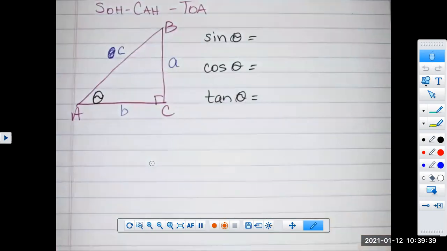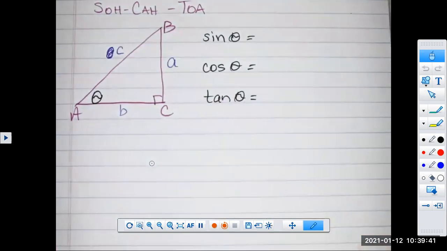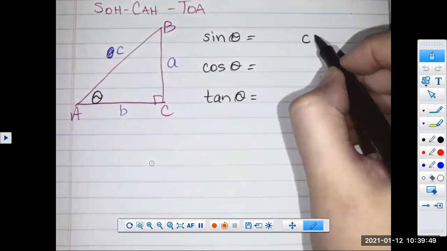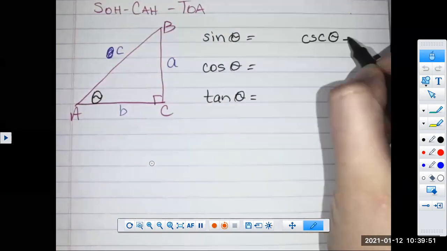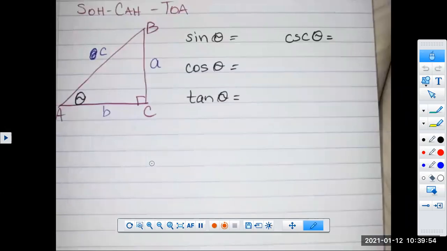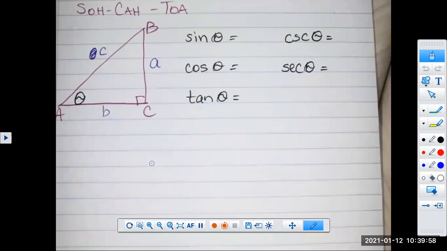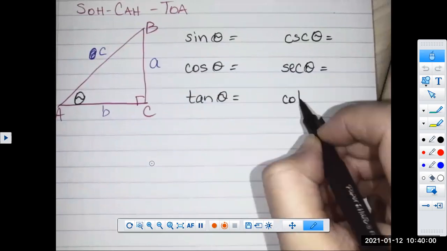can you mind telling me what the inverse of sine is? What trig function is the inverse of sine? Close, cosecant. Cosecant is the inverse of sine. Secant is the inverse of cosine. And what is tangent's inverse? Cotangent.